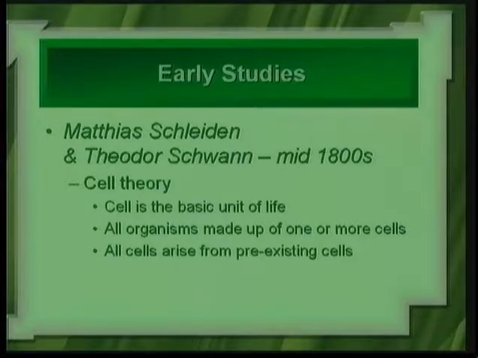Another conclusion that Schleiden and Schwann came to was that all cells arise only from pre-existing cells. Another way of saying this is that all life comes from life. You can't actually have living things coming from non-life. That isn't possible, at least not in today's environment and not in today's world.